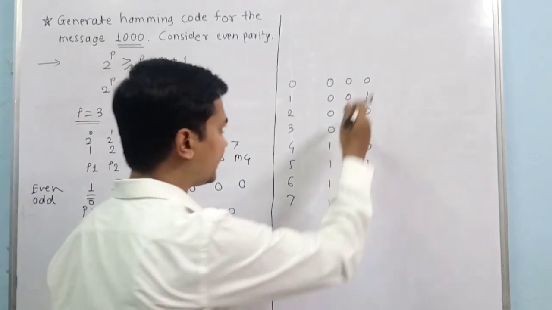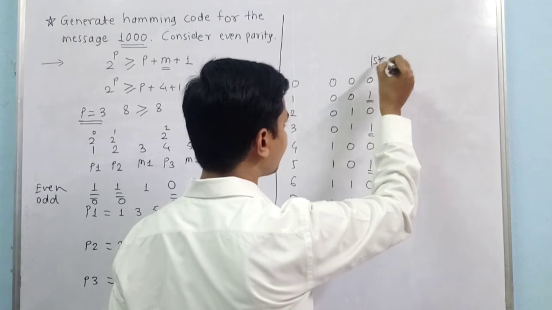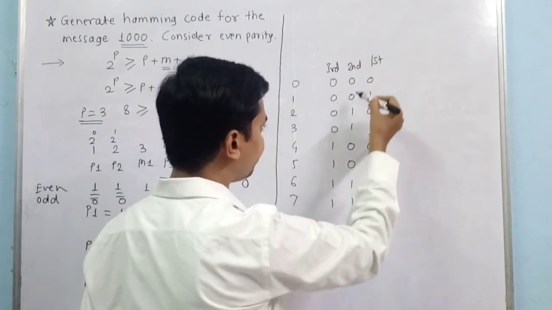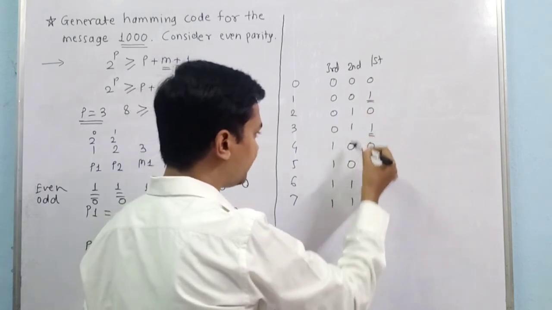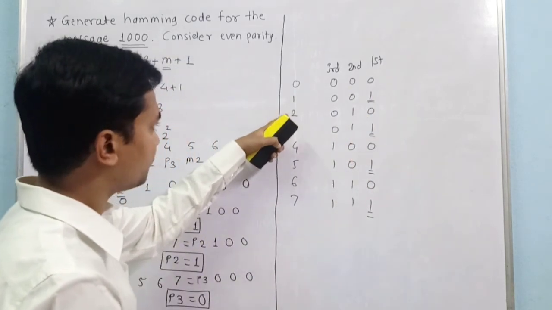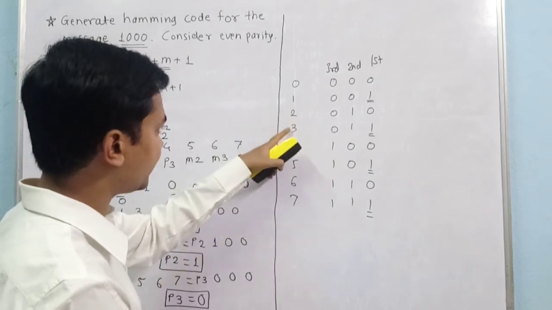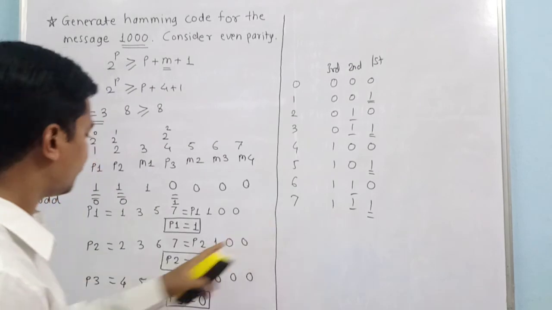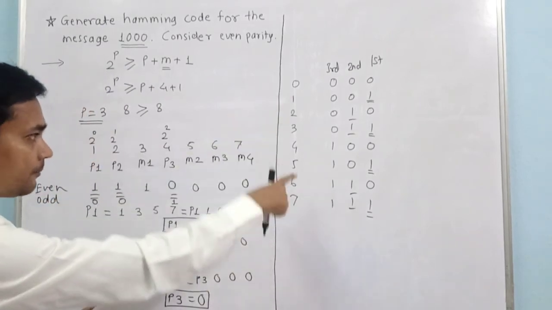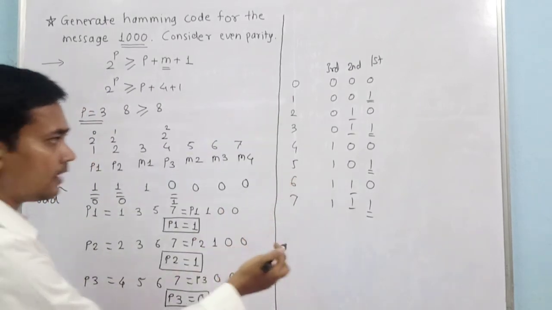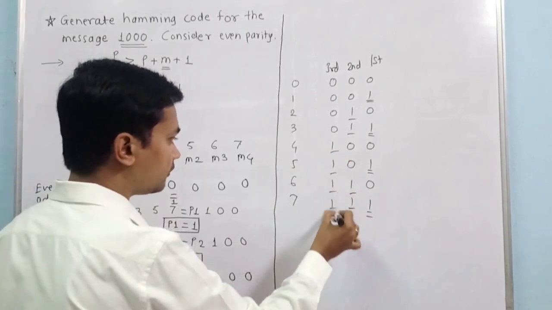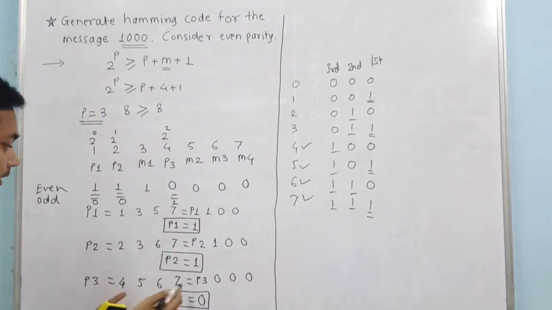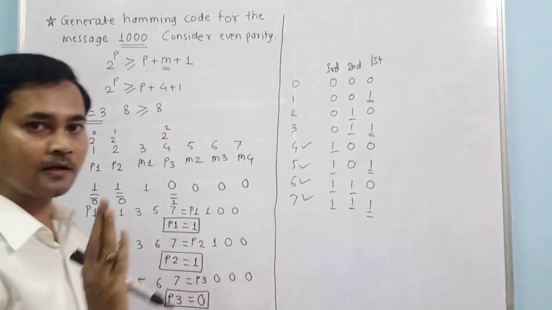Now this is the first place, this is the second place, and this is the third place. In the second place, wherever logic 1 is available, I have taken only those decimal values: 2 3 6 7. And for the third parity bit, the logic 1 is available at positions 4 5 6 and 7, so I took 4 5 6 7 to calculate the third parity bit.